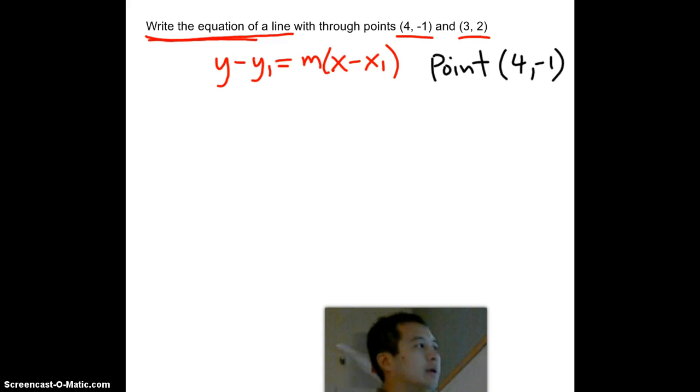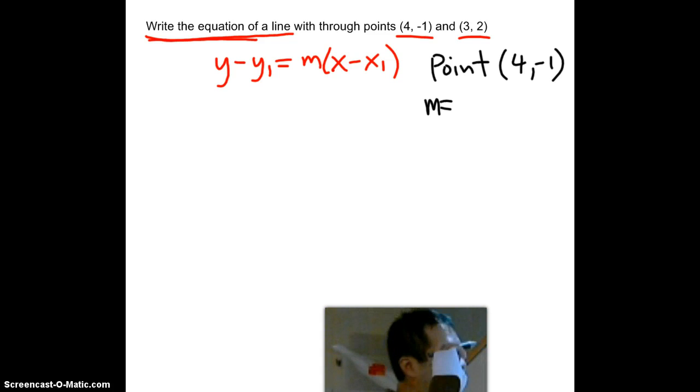Then I need a slope. Do I have a slope here? Oh no, I'm missing a slope. But hold on. From yesterday's lesson, I remember how to find a slope, right? To find a slope, I just need 2 points. I have 2 points, so I actually can find the slope here. I need to remember the slope formula. Can you guys help me out?